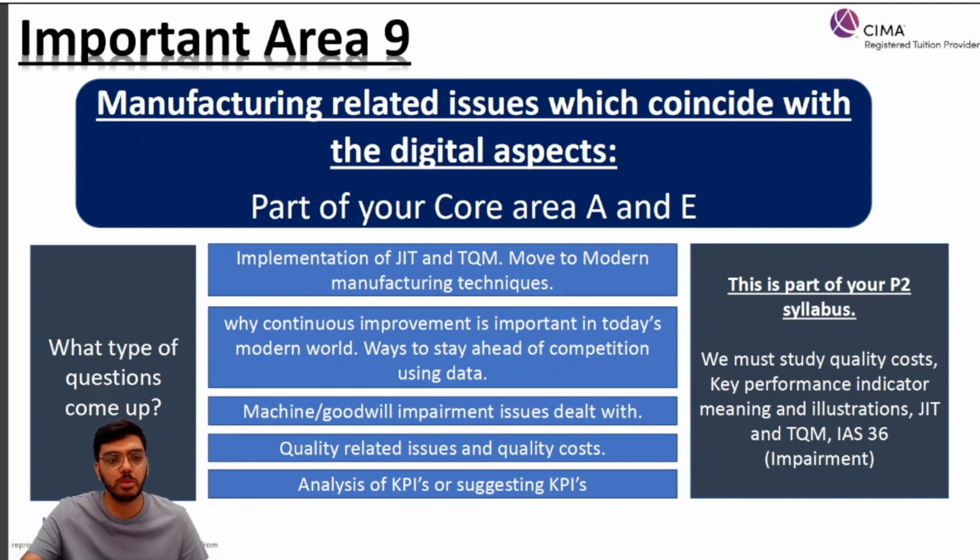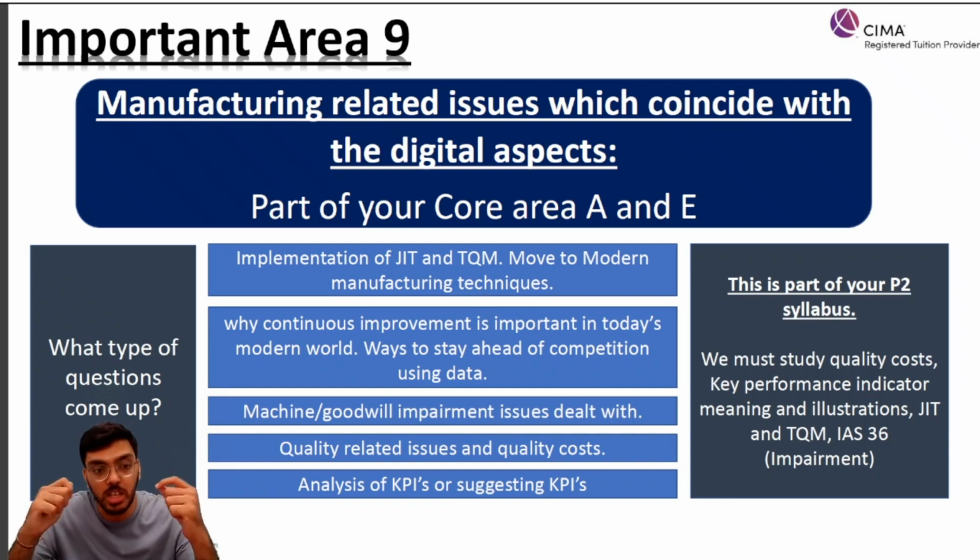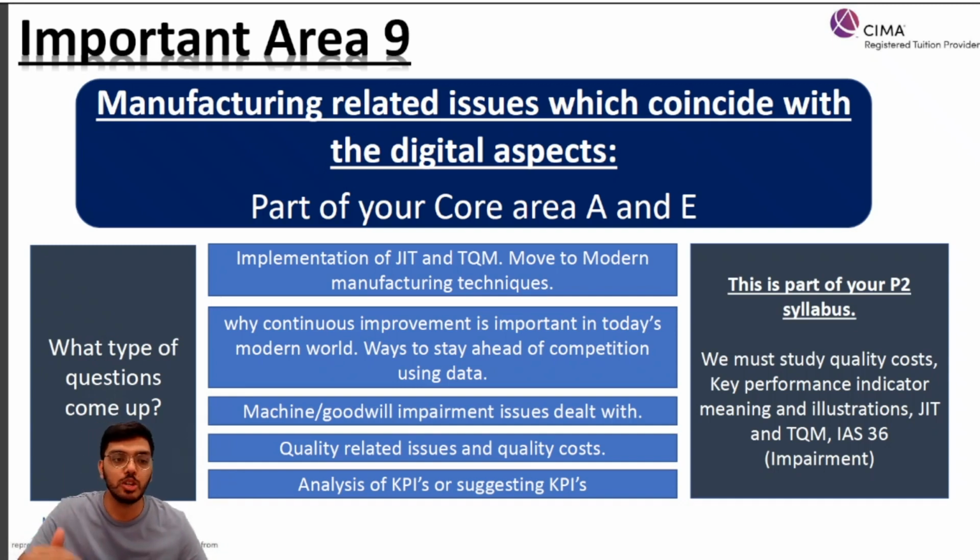They can tell you that from tomorrow or 6 months forward, we are looking to implement JIT and TQM in our production process. How will we go about doing the same? Please explain the concepts. You need to be able to explain these concepts in your own words. That is why this important topic list gives you an area to propel from, and gives you a mindset that you can develop when revising.